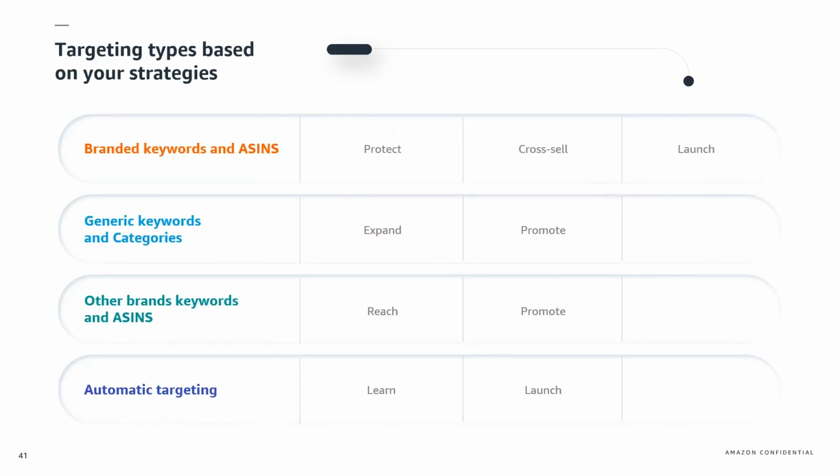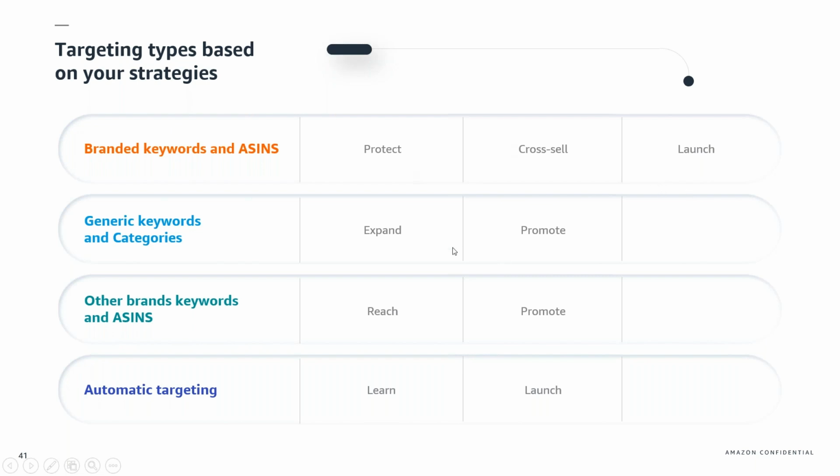So here you can see, people will try to group campaigns in different buckets based on your goals. And then you just pick the targeting methods that can help you achieve your goal. So there are 4 examples of how we can use different targeting methods. For branded keywords and ASINs, for example, Hui-Qi coffee machine, Hui-Qi coffee beans, these are all keywords or tactics we can use for protect, cross-sell, as well as launch, as an example.